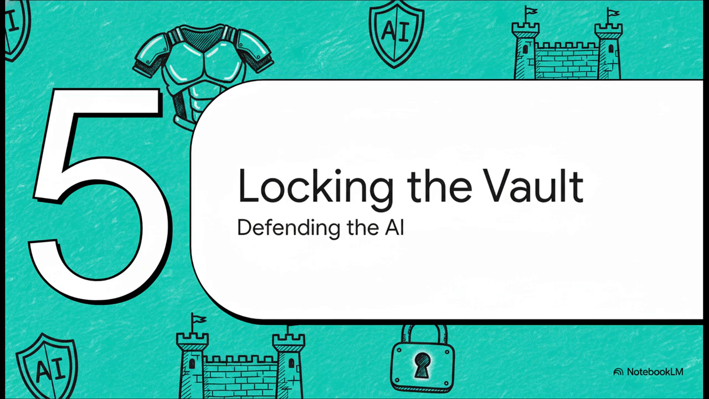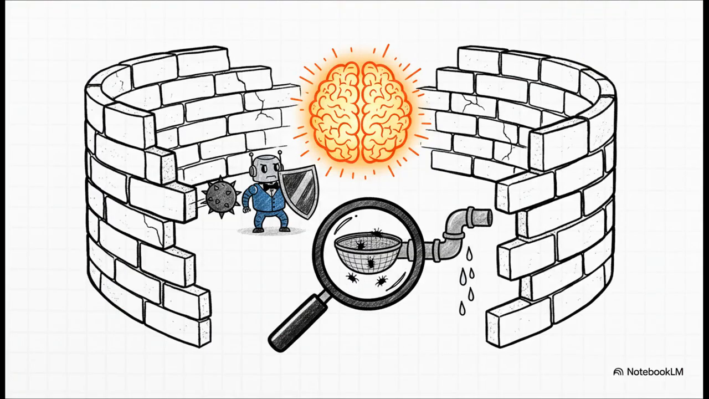Let's transition to our final section, Section 5, Locking the Vault, Defending the AI. Let's see how developers are actually building a layered defense here. Because AI fundamentally has to process natural human language to be useful to us, there is no single silver bullet fix for this yet. Instead, developers have to use a multi-layered approach. First is strict structural separation.